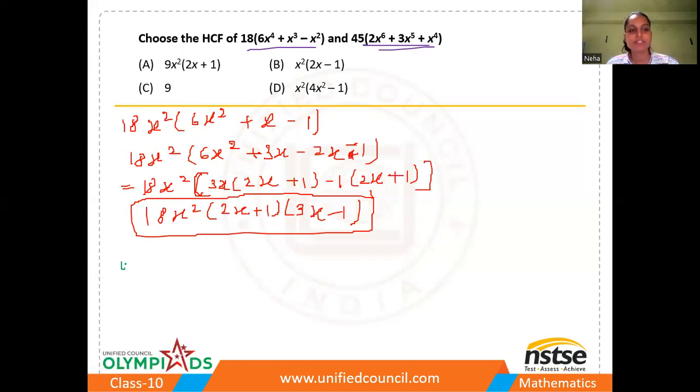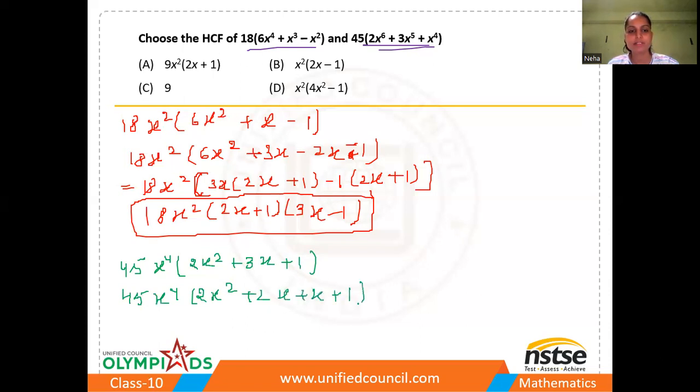Alright, so the next equation is 45x to the power 4. I can take it common, so it becomes 2x square plus 3x plus 1. Now again a quadratic equation is there, so I can solve it with the help of the middle term splitting method. So it becomes 2x square, 3x I can write as 2x plus x, plus 1 is already there. So 45x to the power 4, here I can take 2x as common, it becomes x plus 1. Here I can take 1 as common, it again becomes x plus 1.